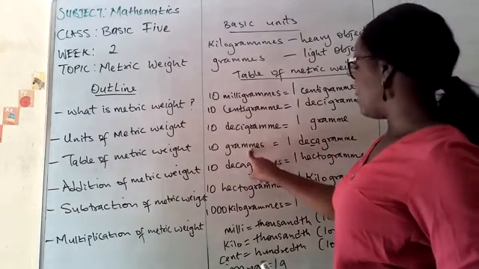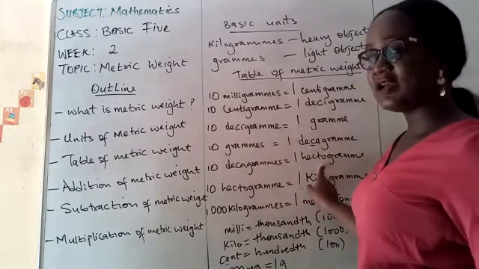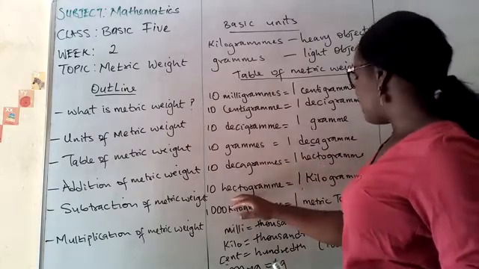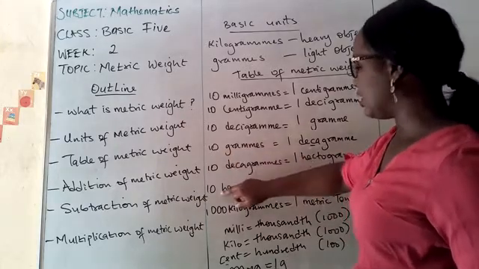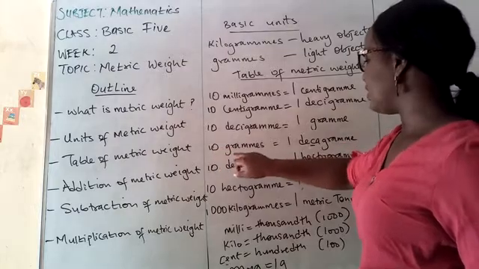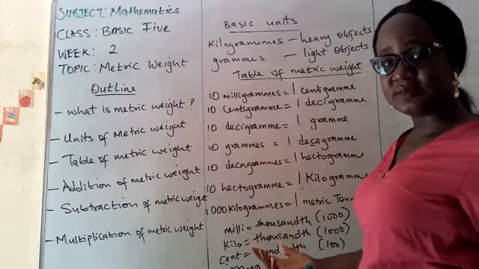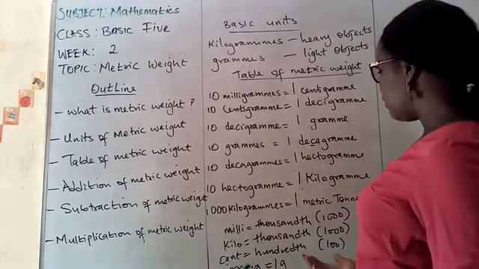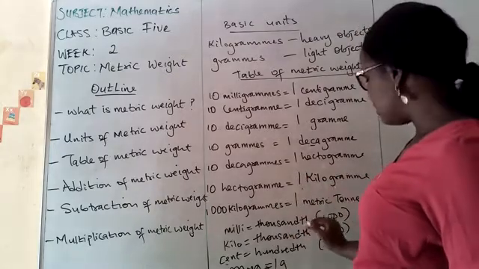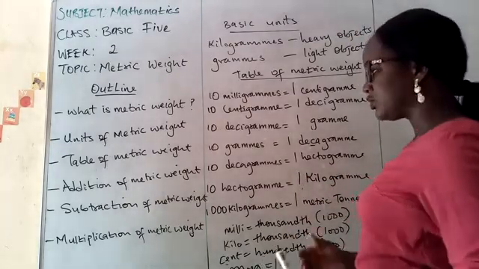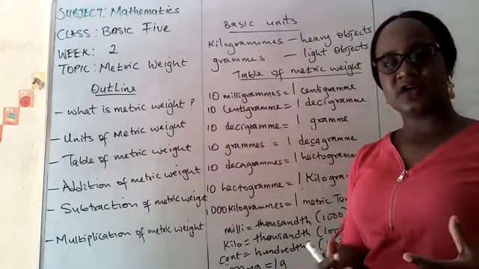Now when we have 10 grams, it will give us 1 decagram. 10 decagrams will give you 1 hectogram. 10 hectogram will give you 1 kilogram. Now 10, 10, 10, 1,000. 1,000 grams will give you what? 1 kilogram. Are you seeing how we're deriving them? So it's not magic, right? You know that when you have 10 hectogram, it will give you 1 kilogram. And 1,000 kilogram will give you what? 1 metric ton. So I want you to study it.